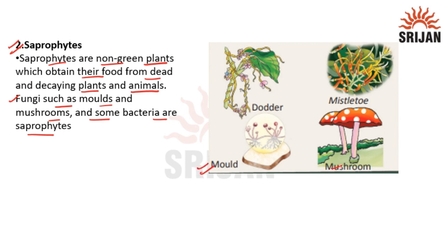So, molds and mushrooms are non-green plants which obtain food from dead and decaying plants and animals, and these are saprophytes. I hope this topic is clear to you.